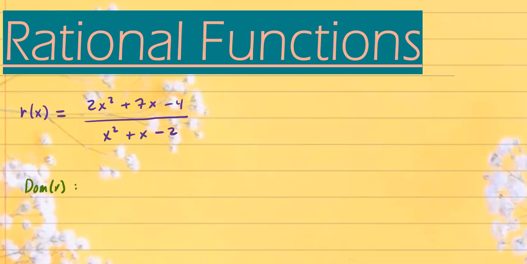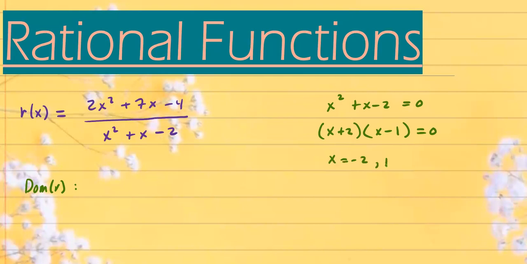So we simply take the denominator, which is x squared plus x minus 2, set it equal to 0. We want to see when is the denominator equal to 0. Now you probably want to factor this quadratic. If it's not factorable, then feel free to use the quadratic formula. So this can be factored into x plus 2 and x minus 1. Okay, and now if I set each factor to 0, I get x is equal to -2 and 1.